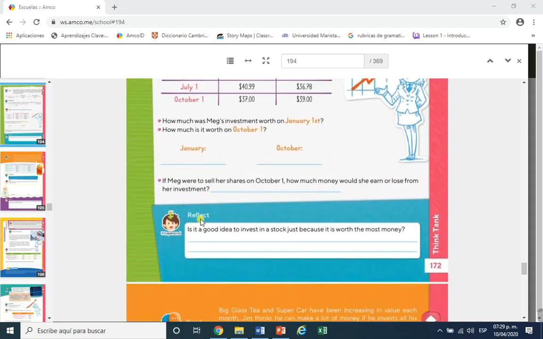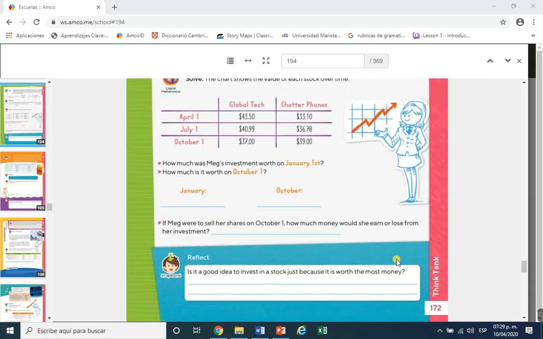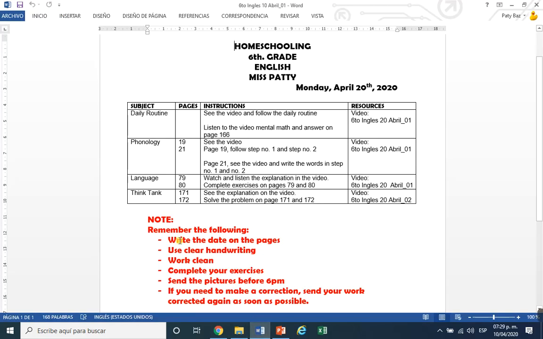And the last question, it's a reflect question. Is it a good idea to invest in a stock just because it is worth the most money? Do you think it is a good idea to invest in a stock just because this stock is worth more money? What do you think? You have to write here. Yes or no, and why, okay? So this is the work for today, children.